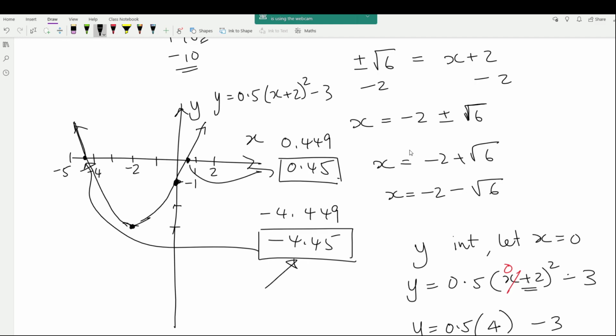So we've got the intercepts. We've got the turning point, which is (minus 2, minus 3). And we also got the y-intercept, which is minus 1. Think of it as what is the minimum y value? What's the smallest y value? The smallest y value is minus 3. So this here is a minimum turning point.